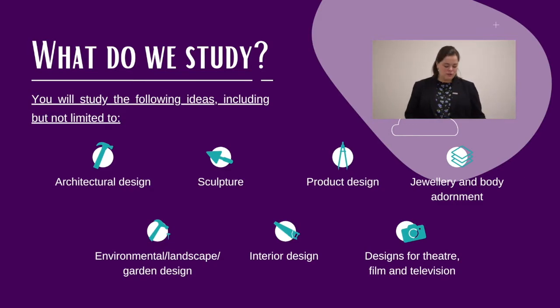So, over the course you will study a load of different things. This is a list, but it's not exclusive, so you could study extra things or focus on some of these that particularly interest you. So you could look at architectural design, sculpture, product design, jewellery and body adornment, interior design, environmental or landscape or garden design, and designs for theatre, film and television. So you'll be looking at all of these through the year and kind of honing in on which one you're most interested in.